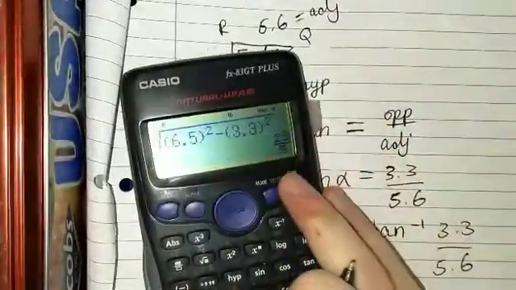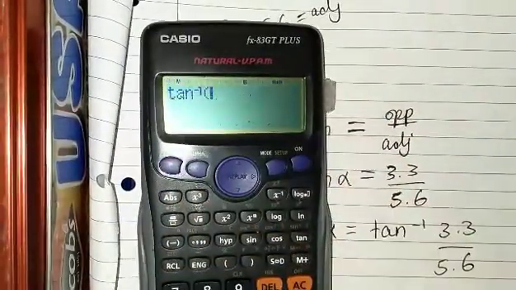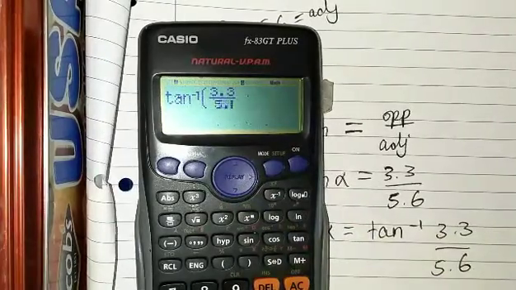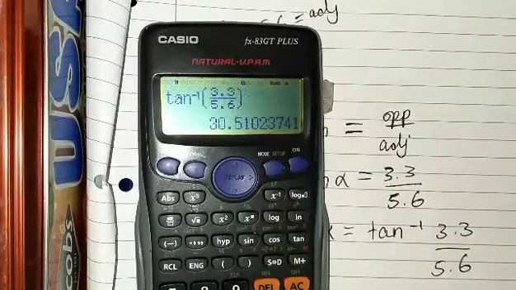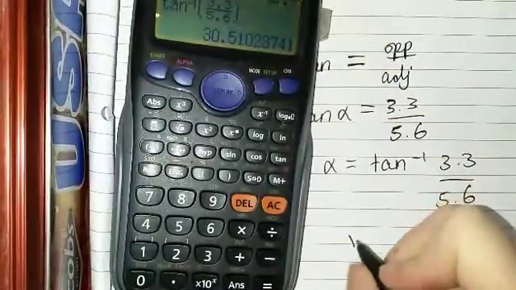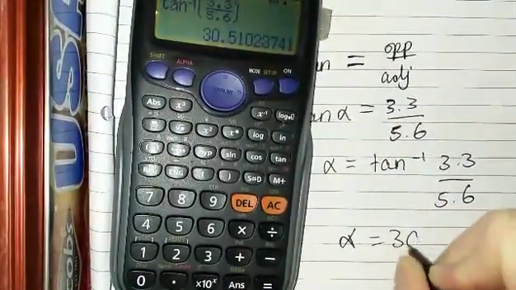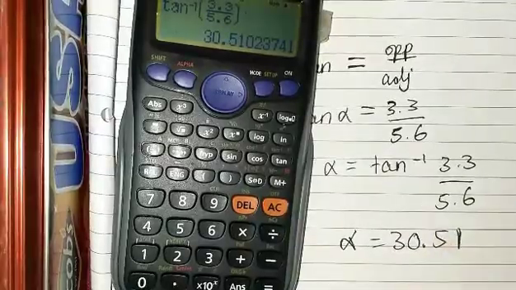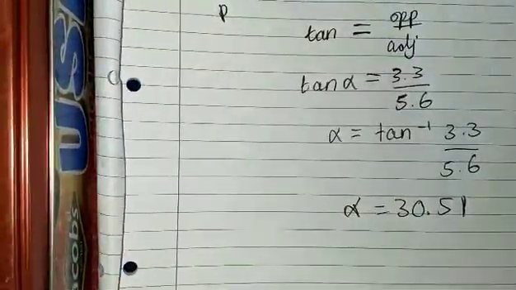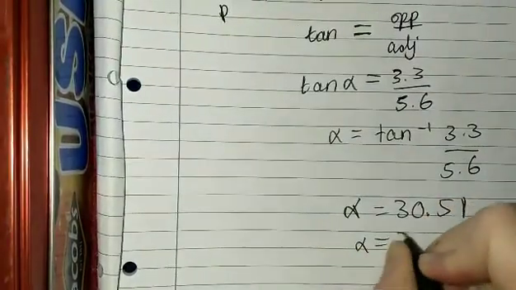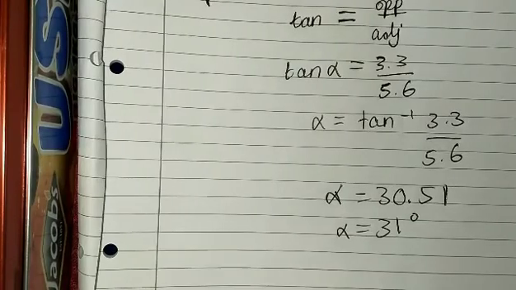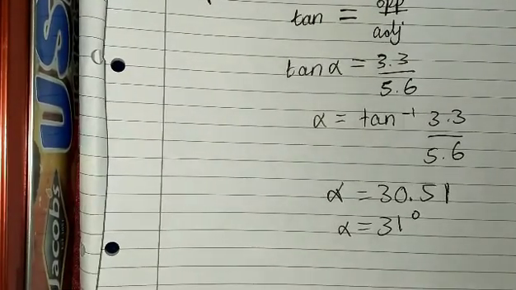So what I do is I go shift tan and then 3.3 over 5.6 and then close my bracket. So I get that my angle is equal to 30.51, and they said that my angle was 31, correct to the nearest degree, and if I correct that to the nearest degree, I will get 31 degrees. So we've shown that. And then it says use the value.